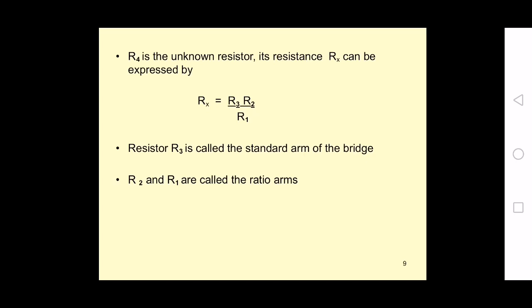Now what we are doing, we are connecting the unknown resistor in the R4 position. So this resistance is called Rx, the unknown resistance. Then from the previous equation 5, R1 R4 equal to R2 R3. So hence Rx will be equal to R2 R3 by R1, where resistance R3 is called the standard arm of the bridge and R1 and R2 are called the ratio arms.